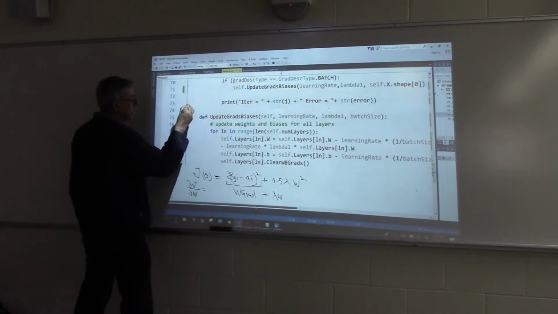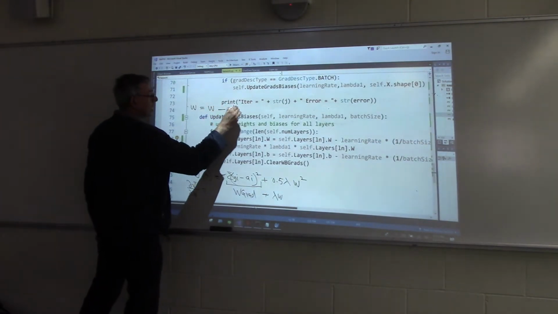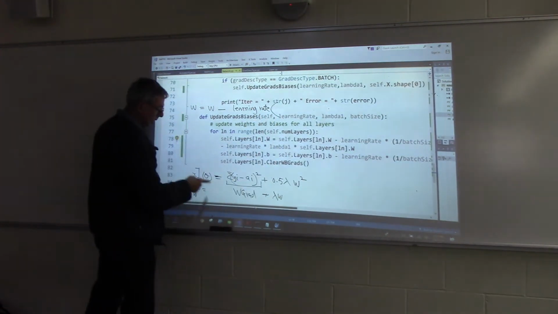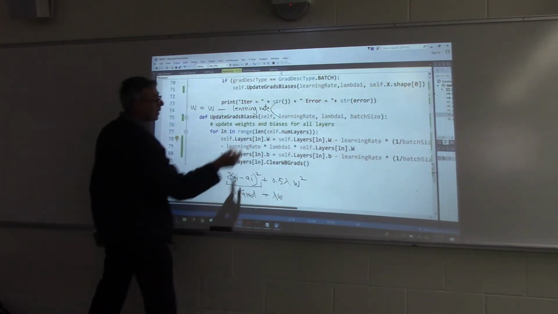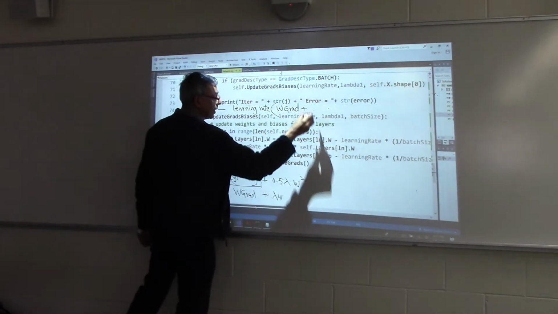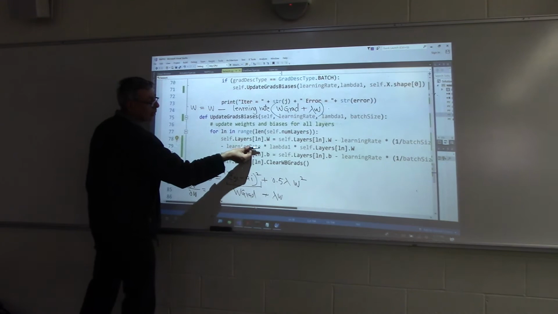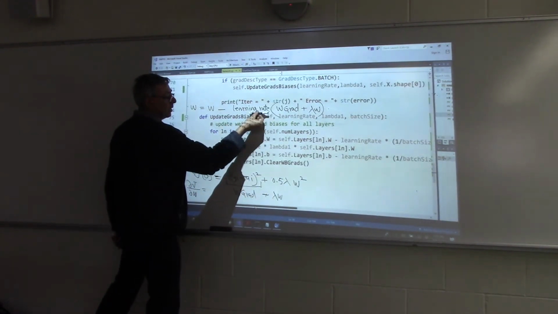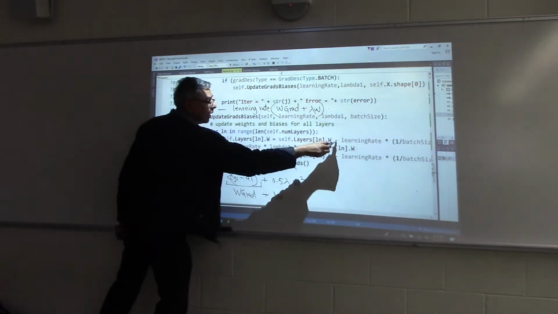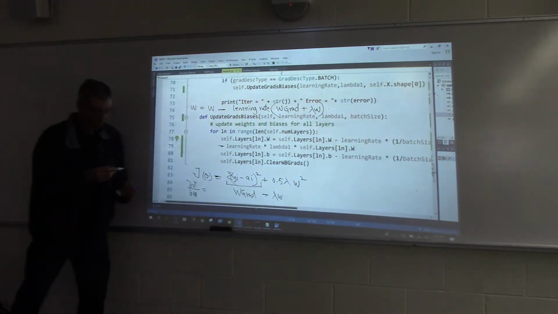Okay, so that means each w will be updated how? W minus the learning rate times the gradient, which is w grad plus lambda w, right? But in the code, I separated this out and I separated this out. So that's why you got two minuses, a minus and a minus. So if I expand this, you will see two minuses. Yeah, got it. Thank you.